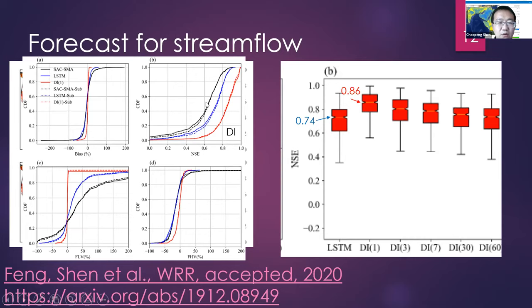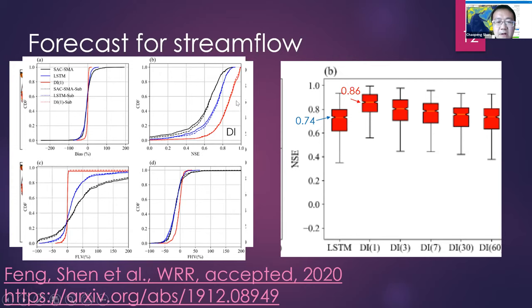Compare that with SAC-SMA, which has 0.65. Without data integration, we get 0.74, which is not bad at all. But if you add DI, it elevates us to a Nash of 0.86. It's the same plot presented in a box format or CDF.